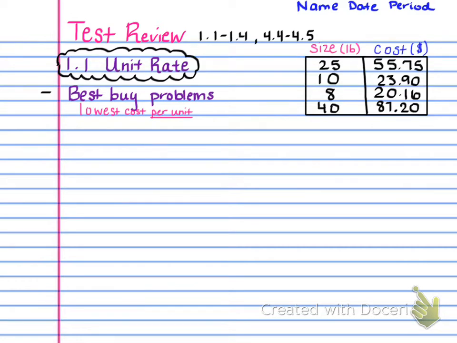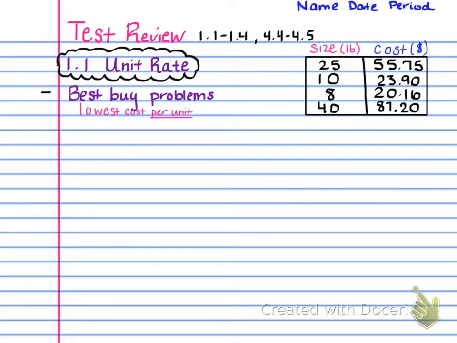All right, so for this problem, we're going to pretend that this is bags of dog food. You can get a 25-pound bag of dog food for $55.75, 10-pound bag for $23.90, 8-pound bag for $20.16, or a 40-pound bag for $87.20.